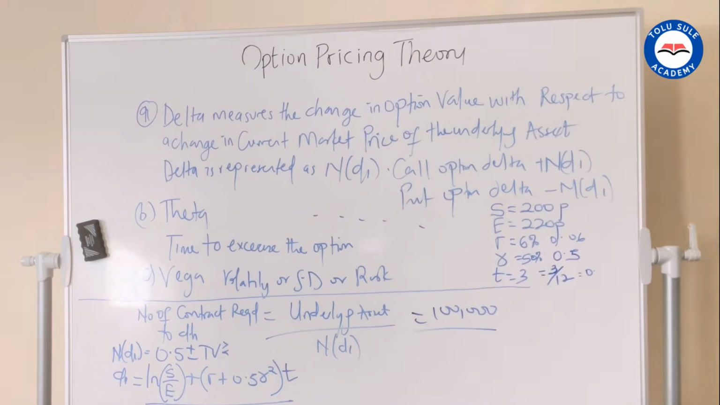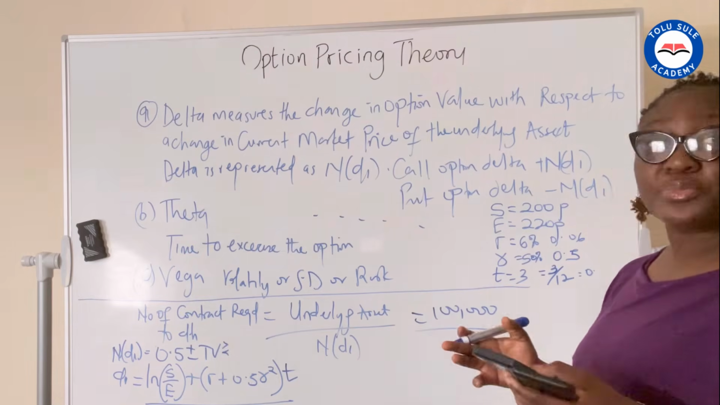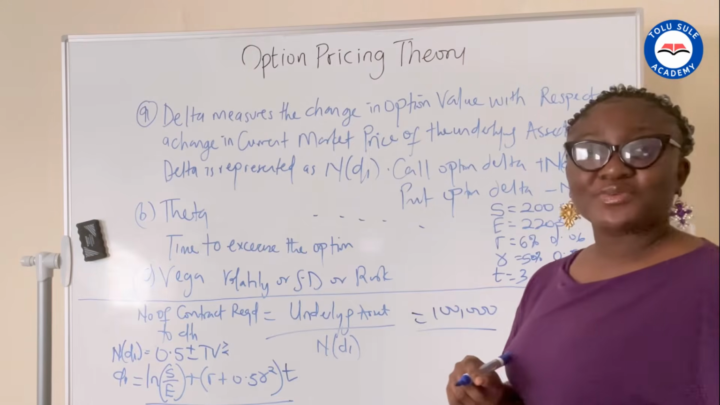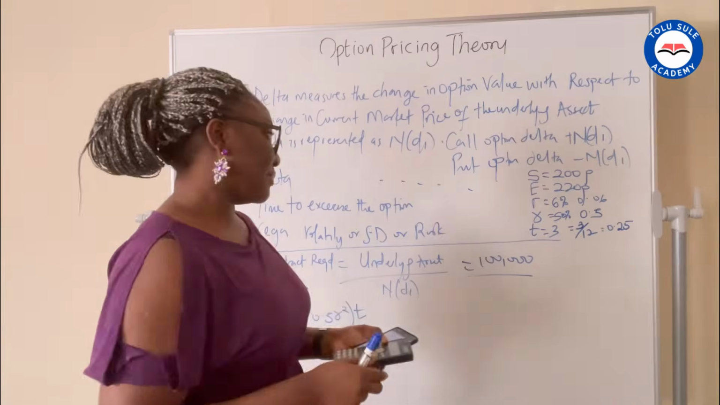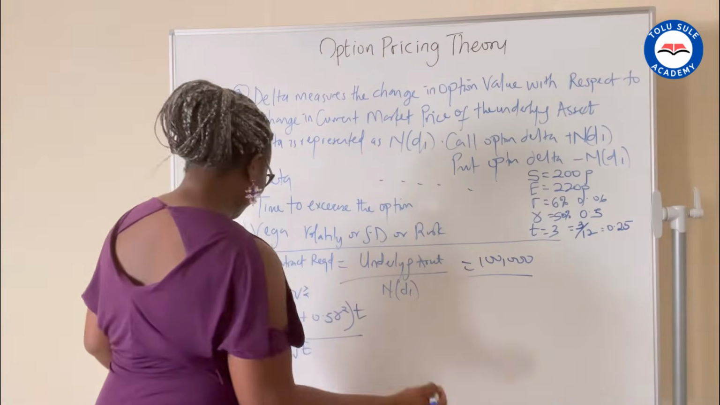Let me take my calculator. 3 divided by 12, 0.25. 0.25. I thought it was 0.333. It's 4 months that is 0.333, which was what we used in the previous example. Put your variables inside the formula and you're done.